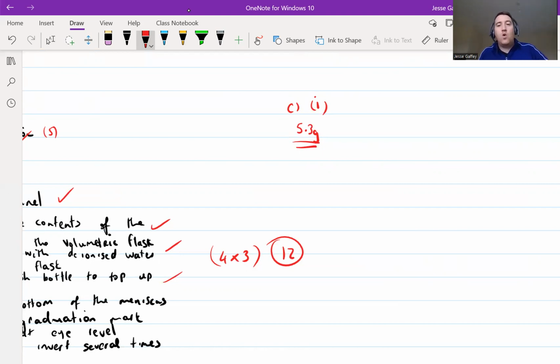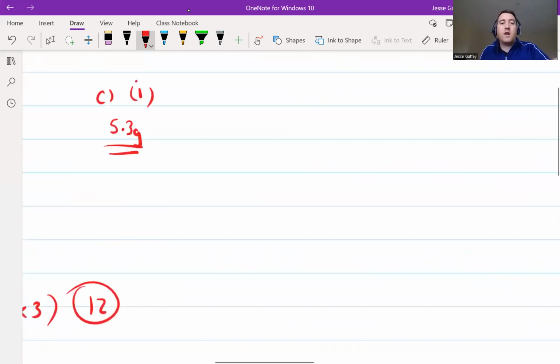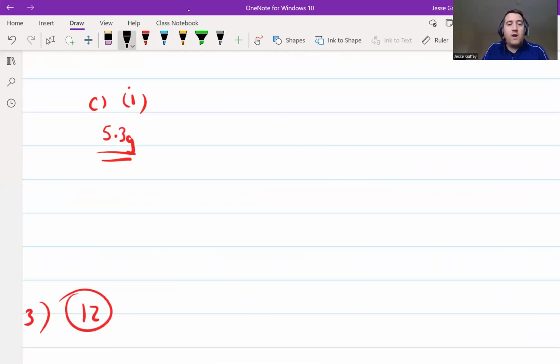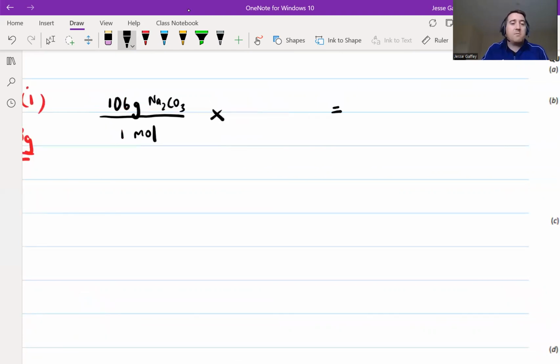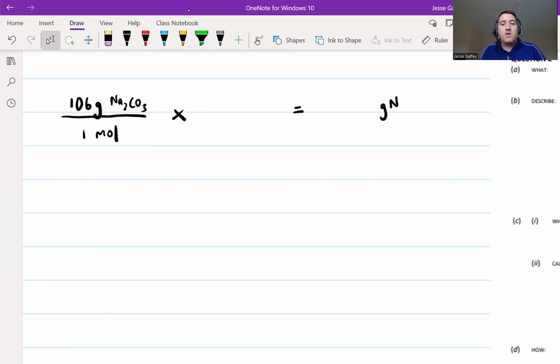All right, so how would I do it here? Well, the first thing I would say is that I know it's 106 grams of the substance Na2CO3 per 1 mole. Okay, per 1 mole. So that's how many grams per mole we have. But I'm not talking about 1 mole. I want to convert this to a number of grams because it asks me how many grams are in 0.05 moles. So I want my answer over here to be in grams of Na2CO3.